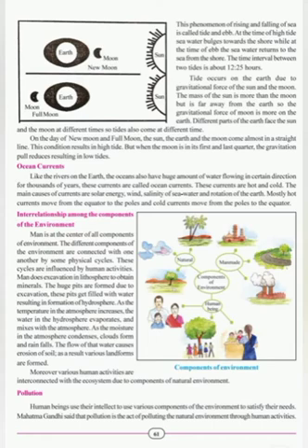The mass of the sun is more than the moon, but it is far away from the earth, so the gravitational force of the moon is more on the earth. Different parts of the earth face the sun and the moon at different times, so tides also come at different times. On the day of new moon and full moon, the sun, the earth and the moon come almost in a straight line. This condition results in high tide. But when the moon is in its first and last quarter, the gravitational pull reduces, resulting in low tides.